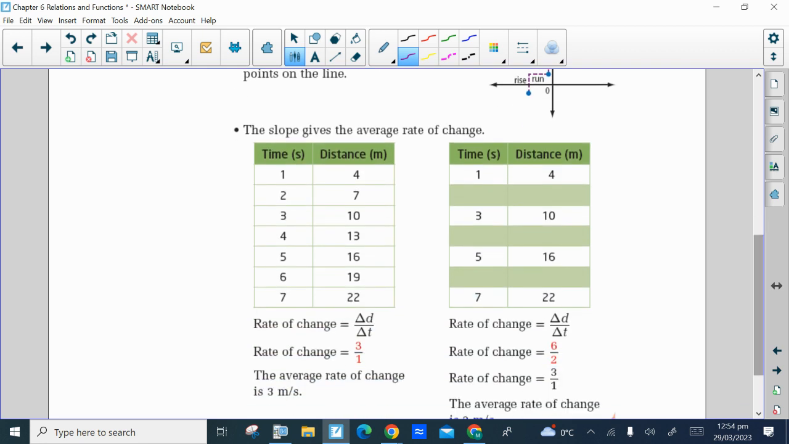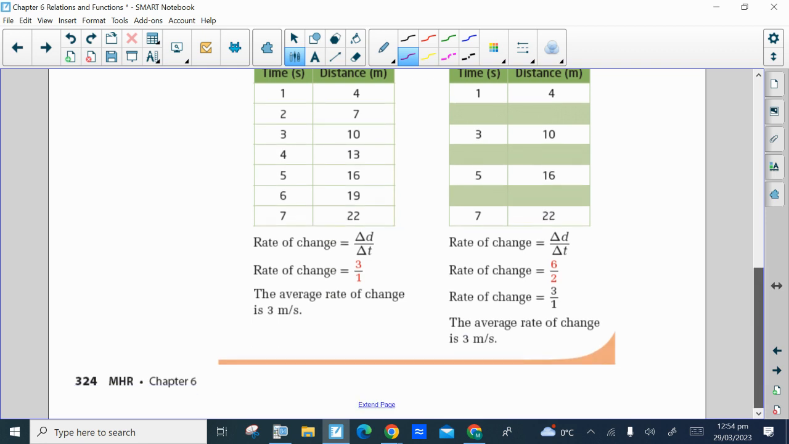One of the applications of slope is the average rate of change. And again, it can be found by taking any 2 points and calculating the change in y over the change in x. That gives you slope.